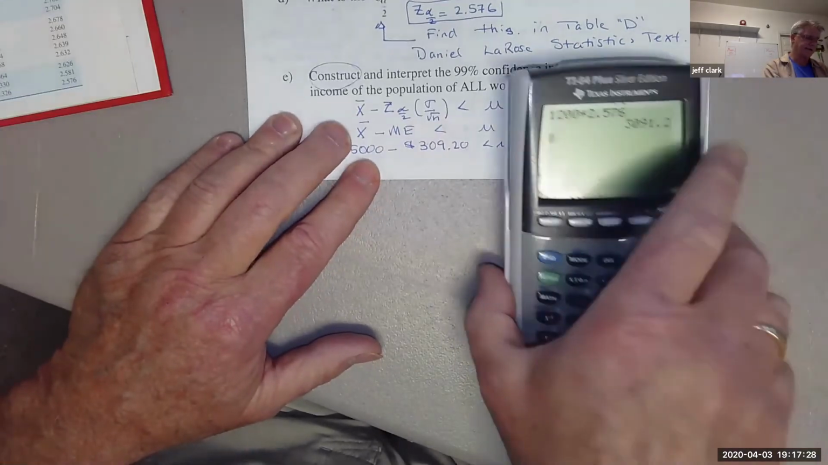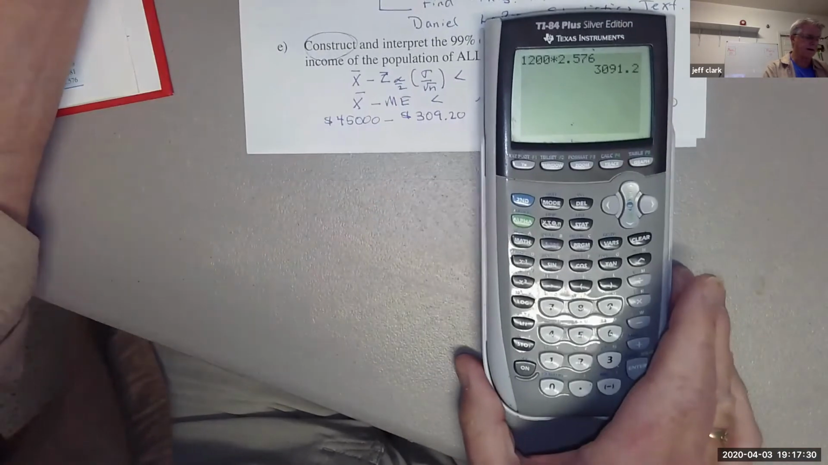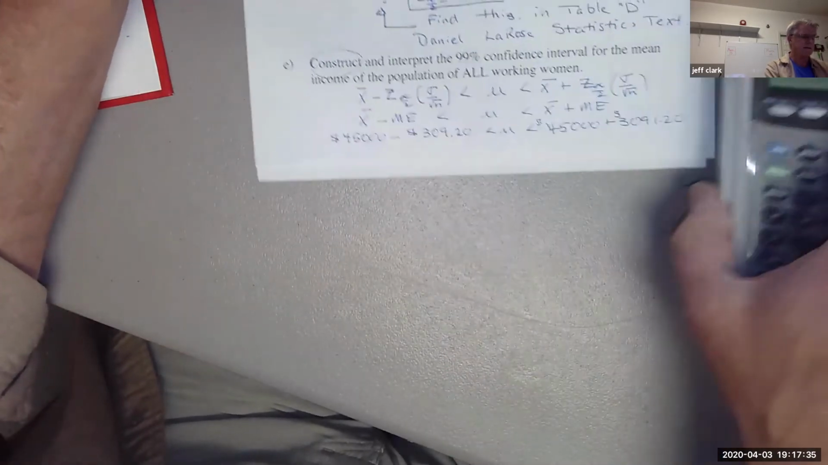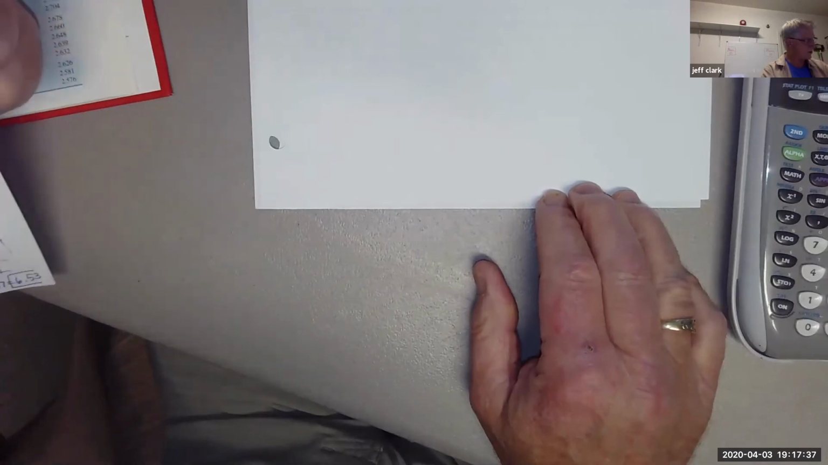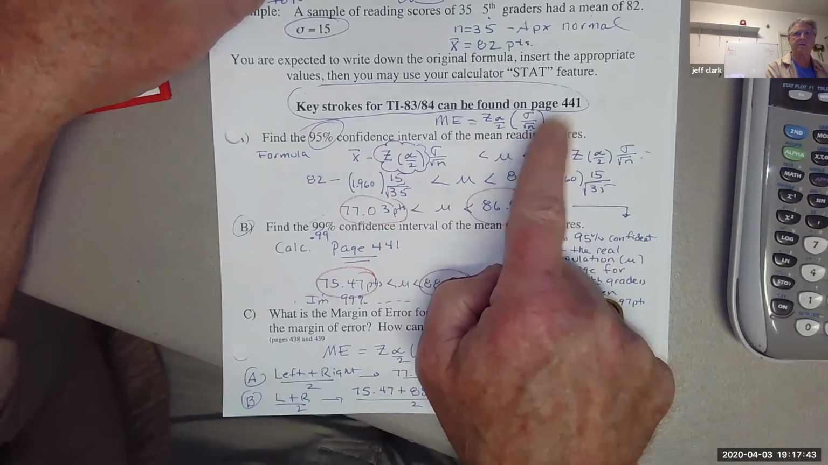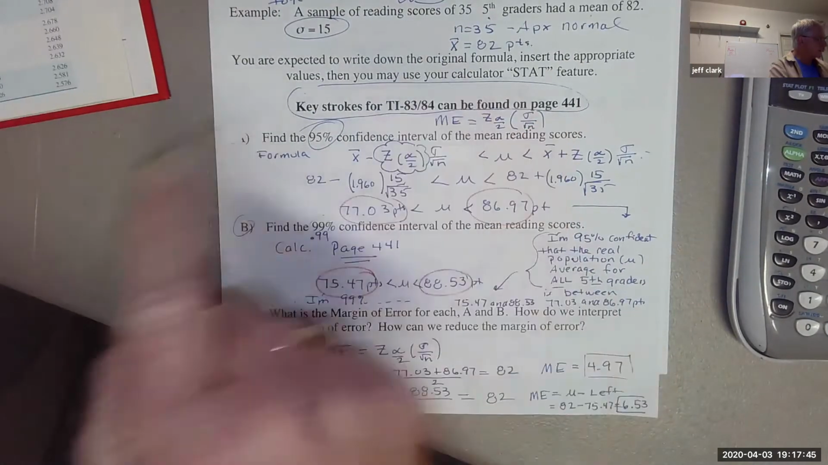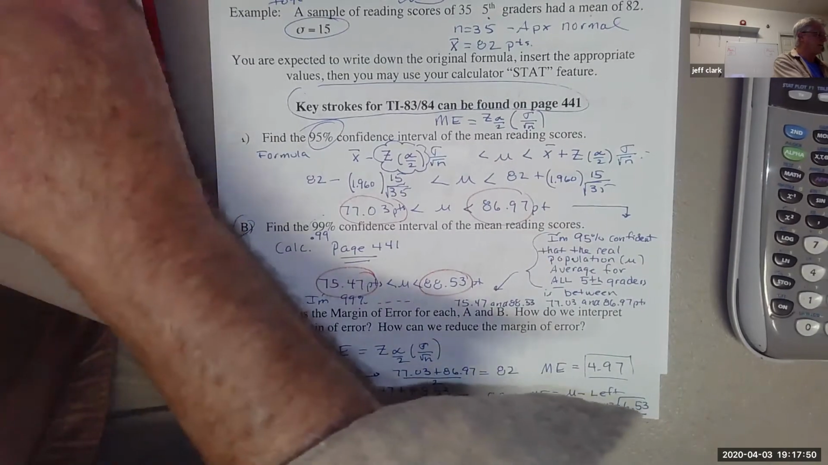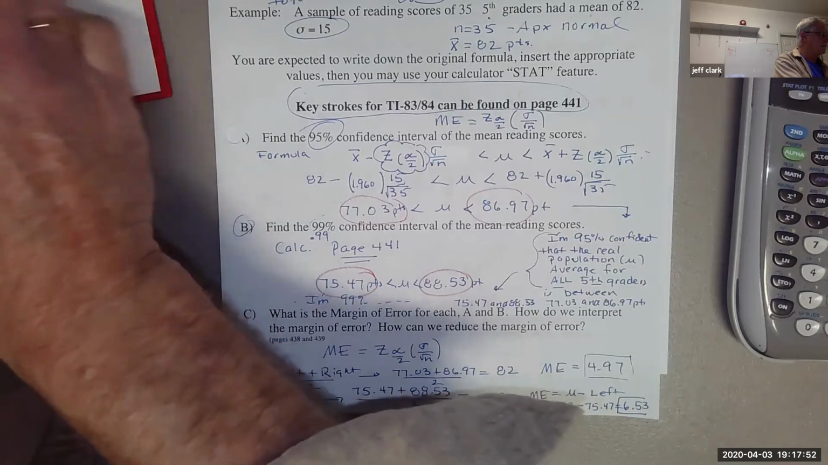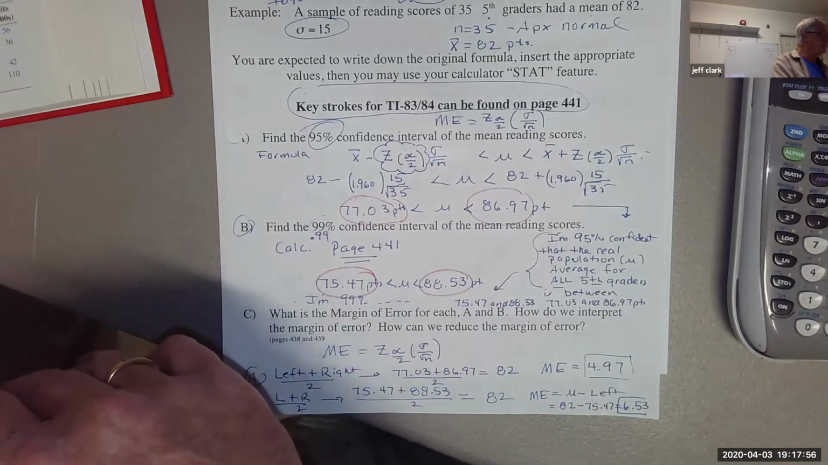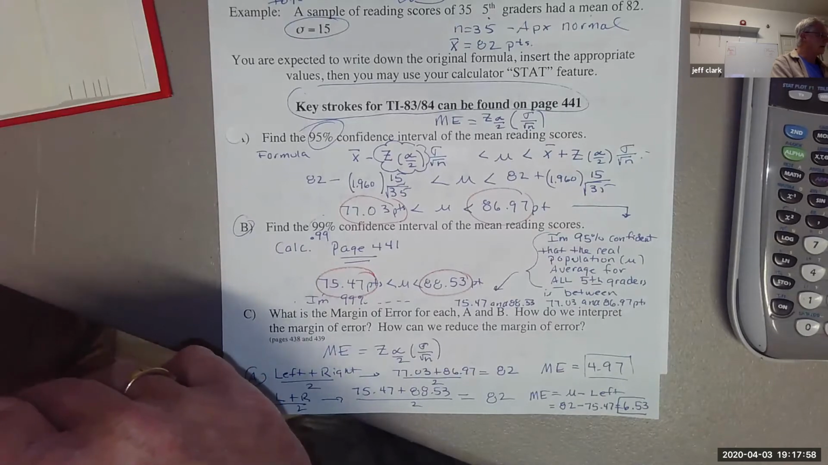Here comes the instructions for your calculator. I can't remember if we've done this already. I will show you the instructions. Okay, it's right here on the previous page. It's found on page 441. So I'm going to go back over to 441 for you in your textbook, and you can follow along in your textbook.